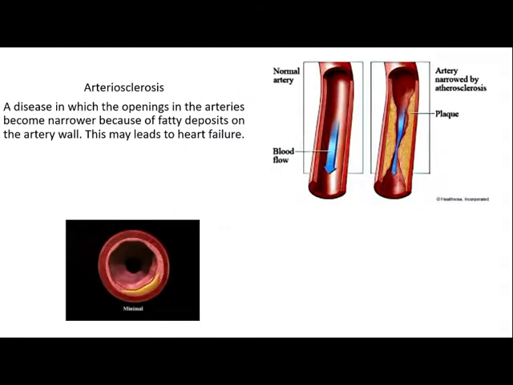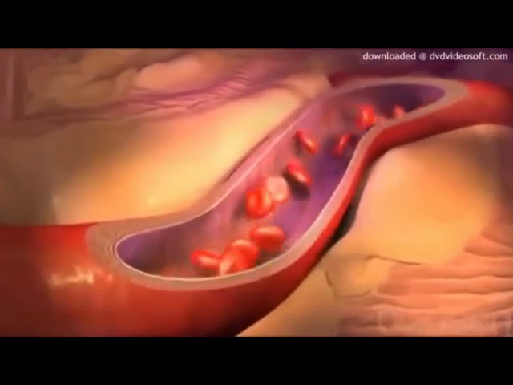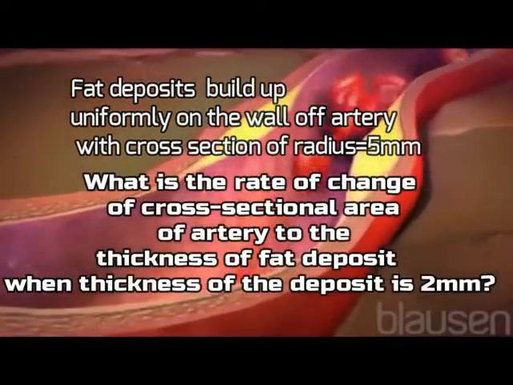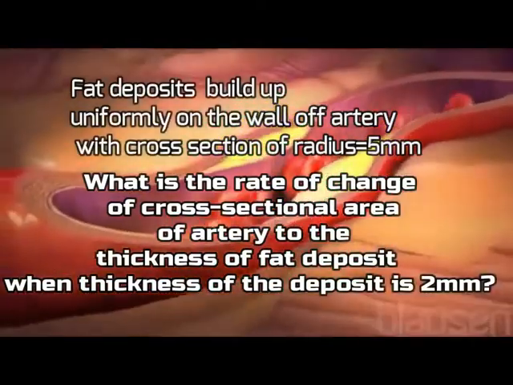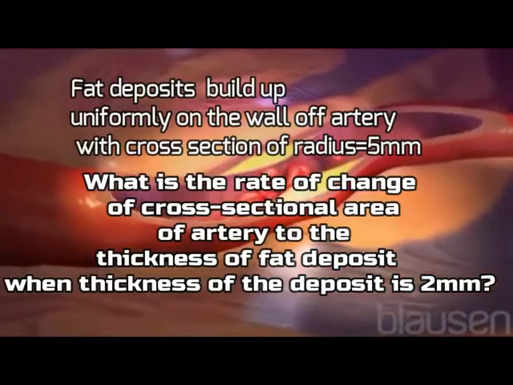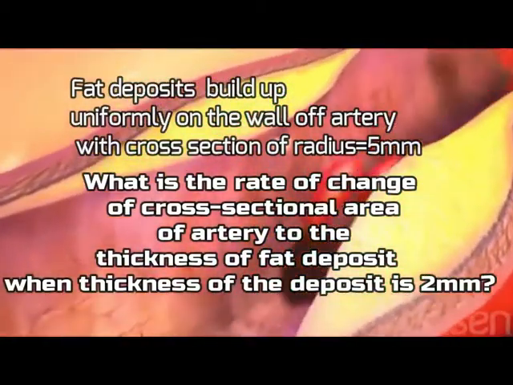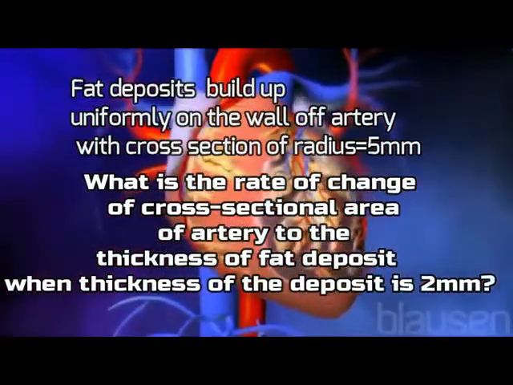Arteriosclerosis is a disease where the opening of the artery becomes narrower due to fat deposits building up on the artery wall. This will in future cause heart failure. You see, fat deposits build up uniformly on the wall. Imagine an artery opening with radius of 5 mm. How do biomedical engineers estimate the speed of artery opening if the fat deposit is 2 mm thick?